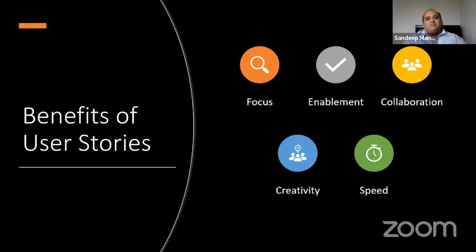The other thing is, when I talked about the conversation aspect of the user story, one of the things I have seen is that people come up with different solutions, and it's actually good, because there are people with different expertise levels and different experiences. Some of them are creative as well. So it also brings up the inherent creativity of those people.